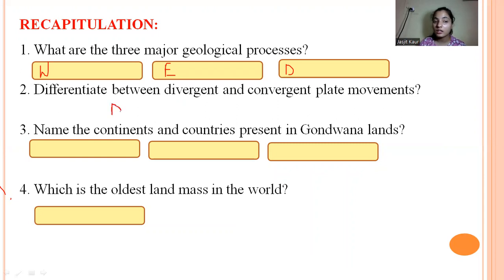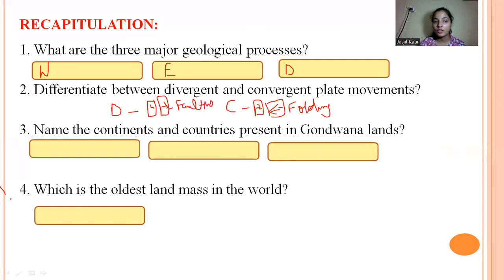Yes. Divergent means when plates move away from each other, whereas convergent means when plates collide with each other. Yes. And this creates folding, and this creates faulting.